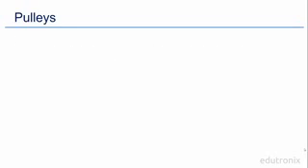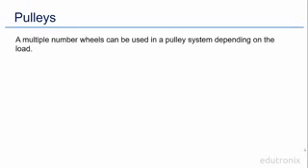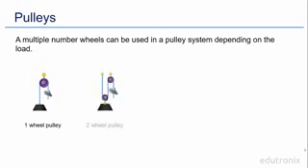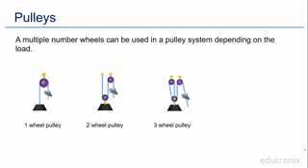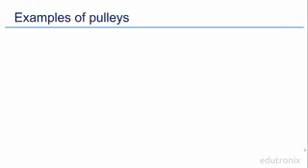As we defined earlier, a pulley system can have one or more wheels that help to lift a load. We can have a one-wheel pulley system, a two-wheel pulley system, a three-wheel pulley system, or even four wheels arranged in order to lift a load. There may be more wheels depending on the size and location of the load that is being lifted.